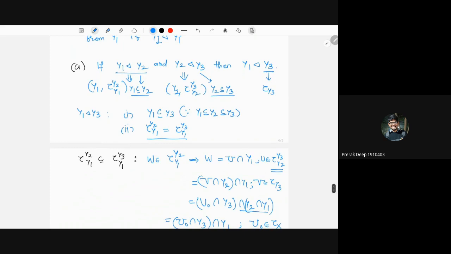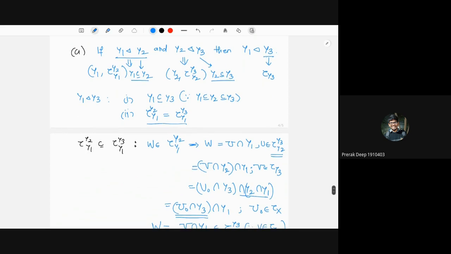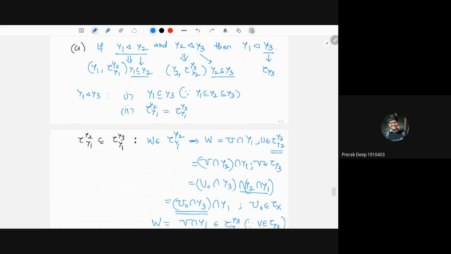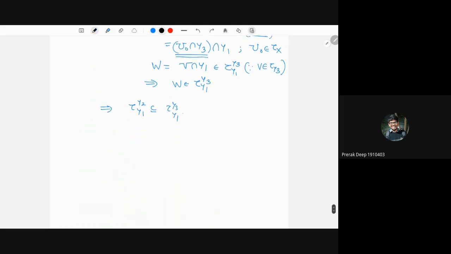We have proved one side of it, that tau(Y2, Y1) is contained inside tau(Y3, Y1). The notations are pretty self-explanatory: tau(Y2, Y1) says the topology on Y1 induced from the subspace topology on Y2. That is what it says. Okay, so now let us discuss the other part of the question.